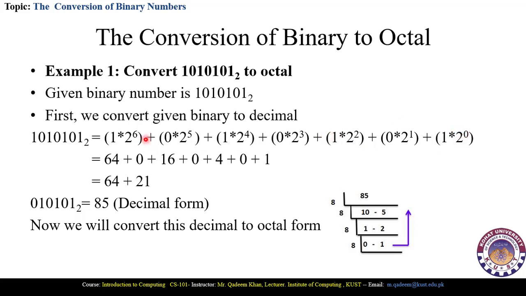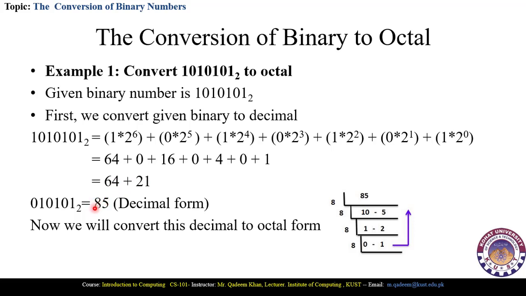Now when we calculate all these expressions, 2 to the power 6 multiplied with 1 is 64. Here it is 0. This is 2 to the power 4, which is equal to 16. This is 2 to the power 3 multiplied with 0, and anything multiplied with 0 will give us 0. 1 multiplied by 2 to the power 2 will yield 4. Similarly, this will give us 0. This will give us 1, since 2 to the power 0 is equal to 1, so 1 multiplied by 1 is equal to 1. When we compute this, overall it will become 85. 64 plus 21 is equal to 85.